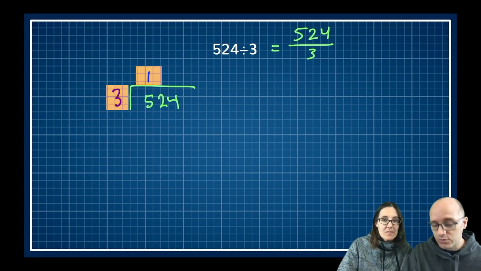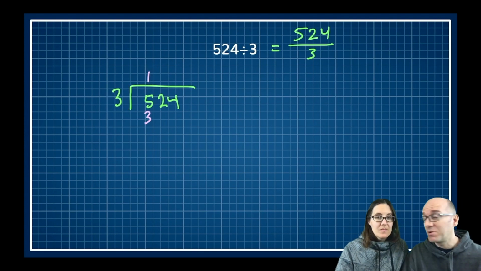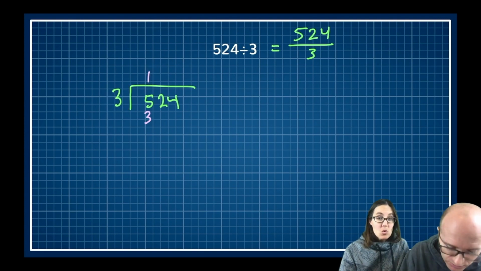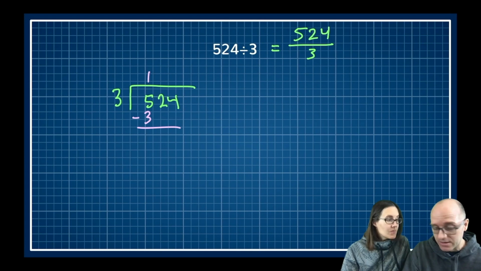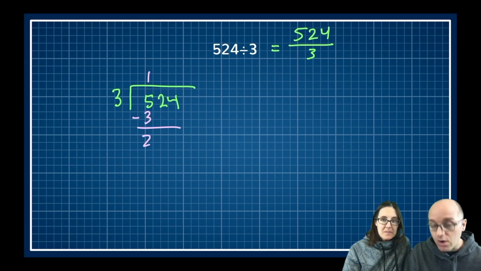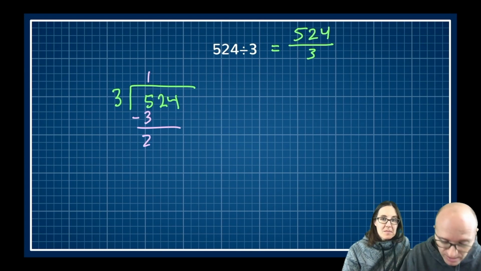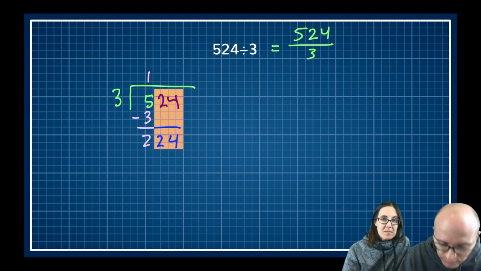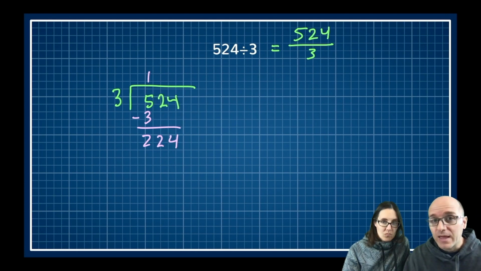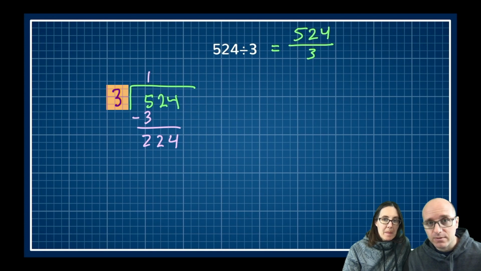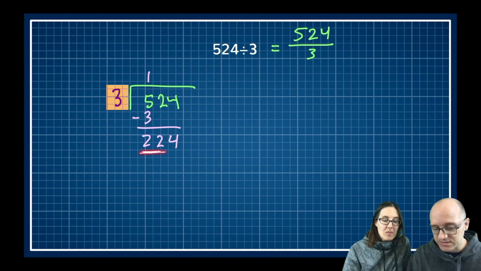So 3 times 1 is 3. But what's left over? 2. And we just subtract to get that, right? 5 minus 3 is 2. Okay, and then I can bring down everything that's left over. So the 24. Then we say, how many times does 3 go into, in this case, 22? Because 3 doesn't go into 2, but it does go into 22.